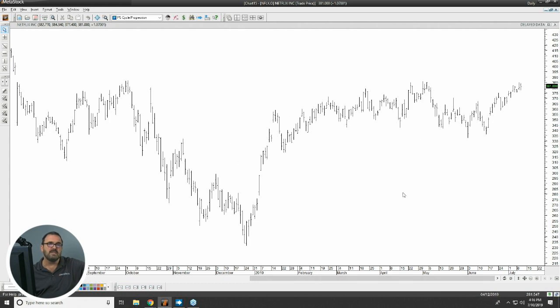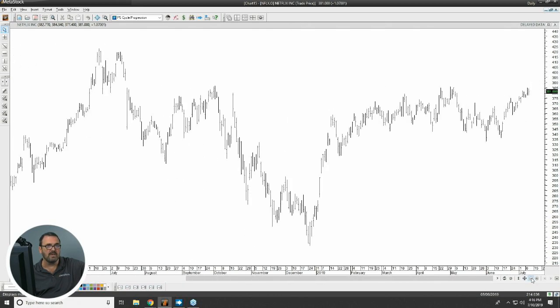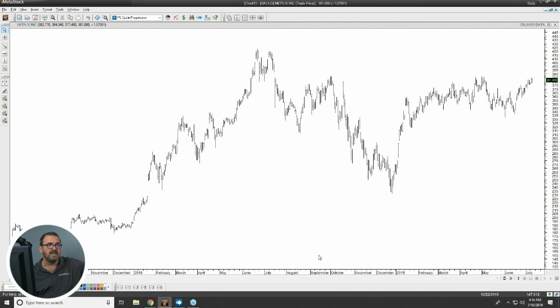Now, because this is an active chart and not just a static image like I was showing you earlier, you can do some things that will give you a little more information. You can zoom out and go back in time, right? See how this stock is. You can definitely see some trends, trend up, trend down, and pretty much sideways as of late.